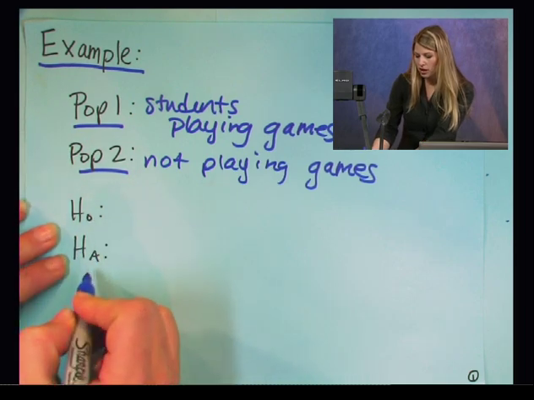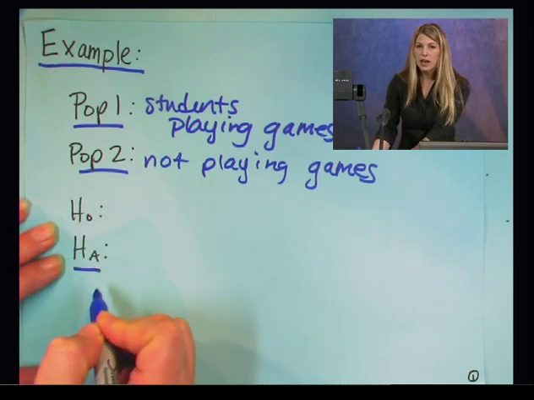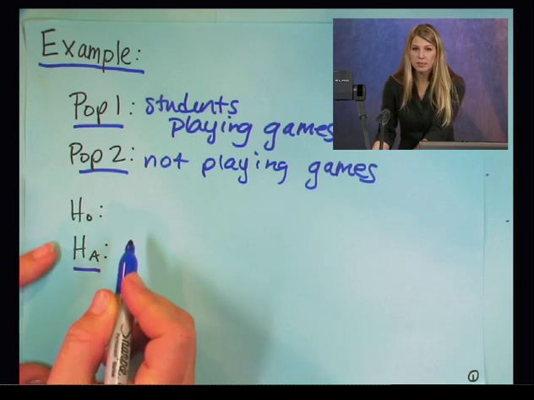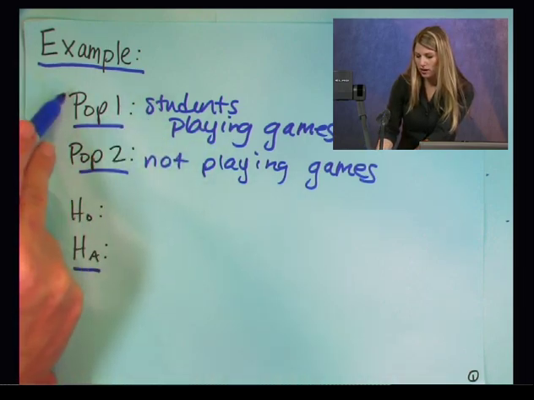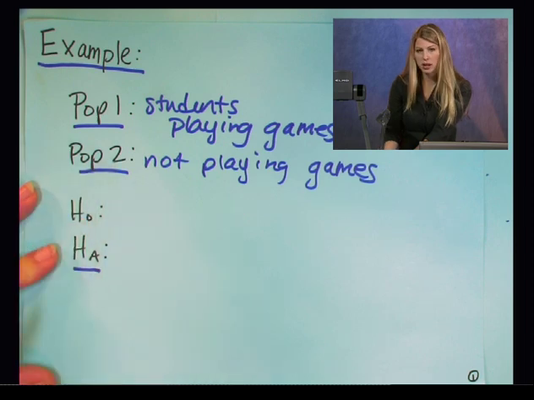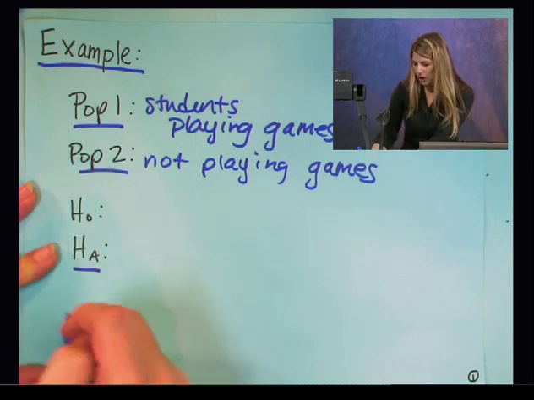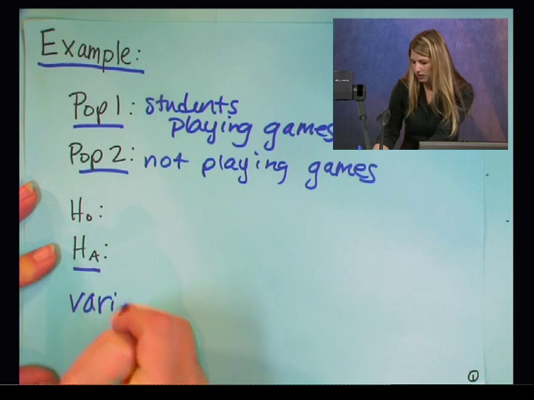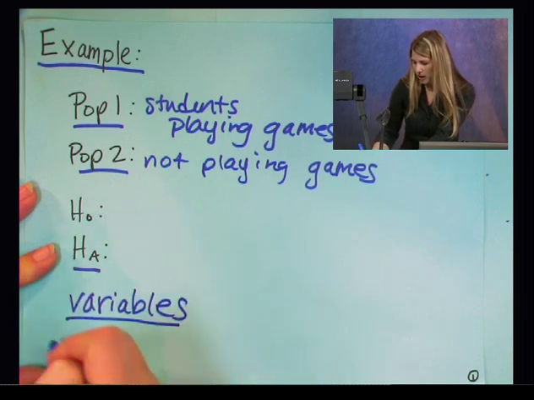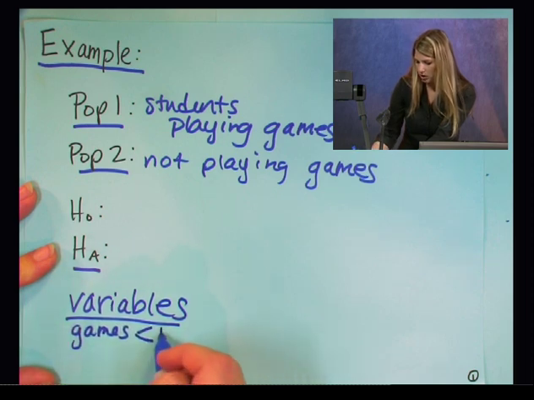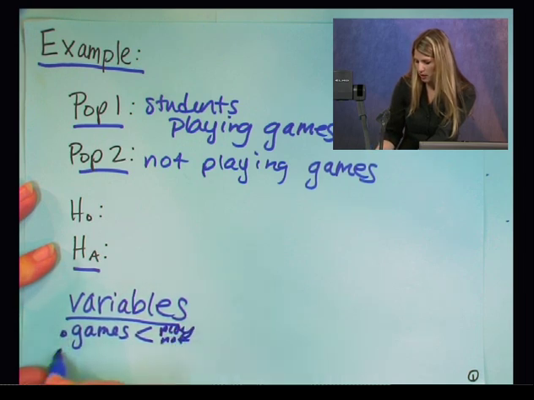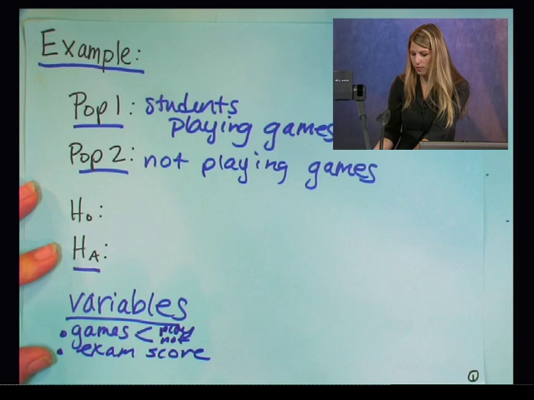Your alternative or research hypothesis is the hypothesis that you're really interested in. Okay? So he was really interested in students playing games, or population 1, having a greater score on the math test than population 2. Now, one more thing you should think about is our variables here. We have games, which has playing or not playing. And then you also have the variable of exam score. So you have two different variables here that you're working with.